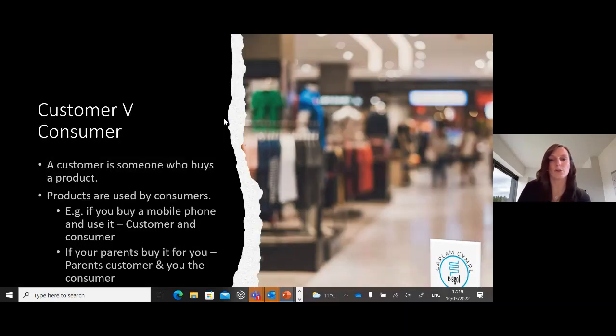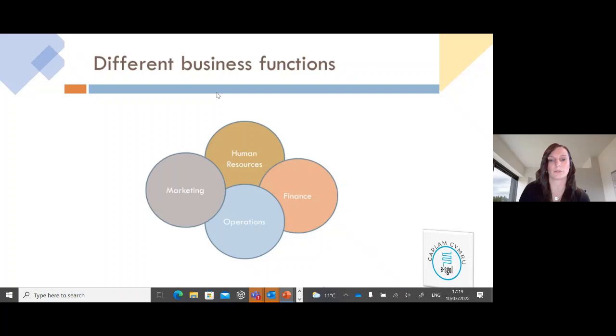We've then got customer versus consumer. A customer is someone who buys a product, and the products are used by the consumers. So if you buy a mobile phone and use it, you are the customer and the consumer. If your parents buy it for you, then the parents are the customer, and you are the consumer of that product. Okay.